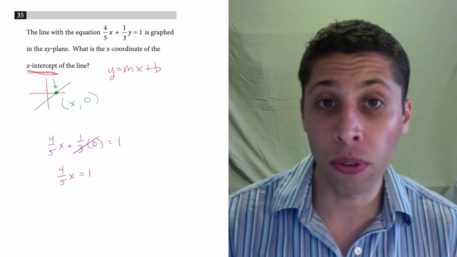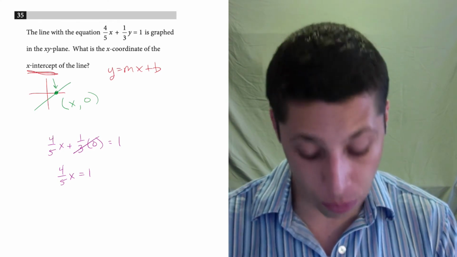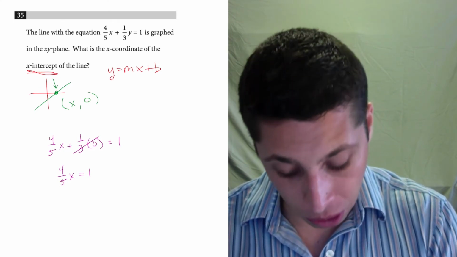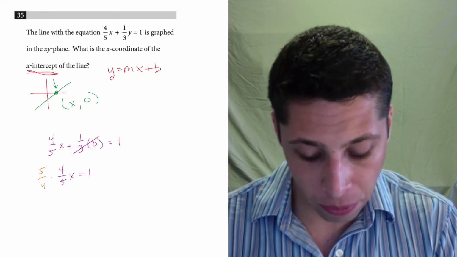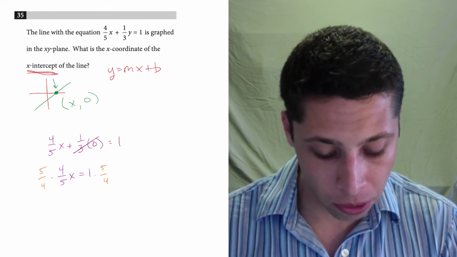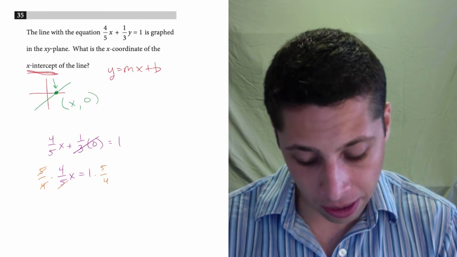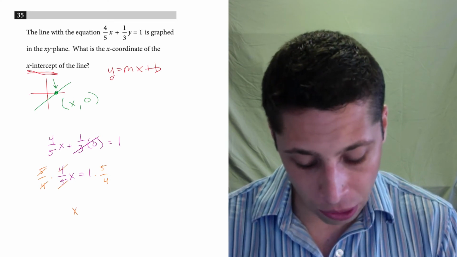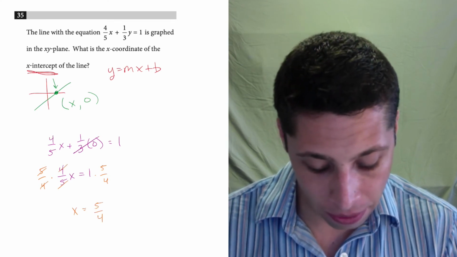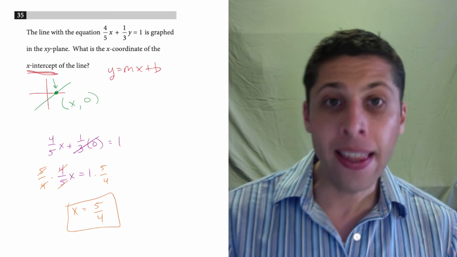How do you move a fraction over to the other side? Well, we multiply by the reciprocal. So we multiply by 5/4, and we do that on both sides, and that's going to cancel everything out and leave us with x is equal to 5/4. And that's the answer here.